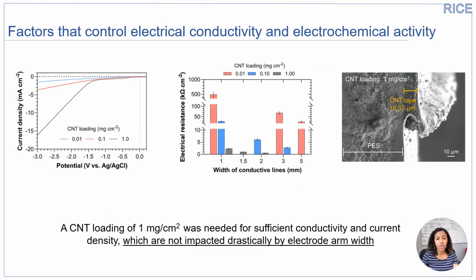The resistance and electrochemical activity of the pattern depends on the amount of carbon nanotubes that is deposited. We found that a carbon nanotube loading of around 1 milligram per centimeter squared was needed for sufficient current density, as you can see on this graph here. And this was also the loading where the resistance did not change much as a function of the width of the conductive lines. Using SEM images, we can see that at this carbon nanotube loading, the thickness of the layer was around 18 micrometers.